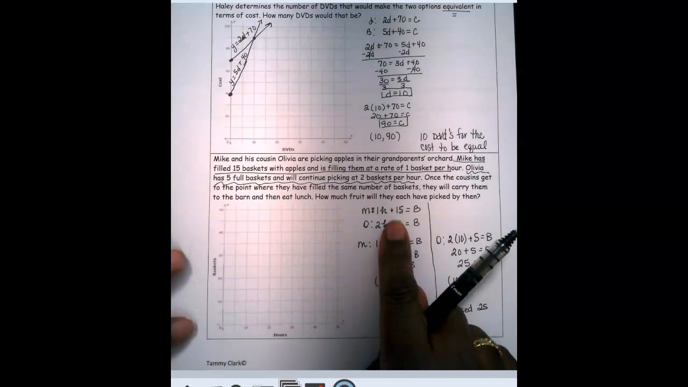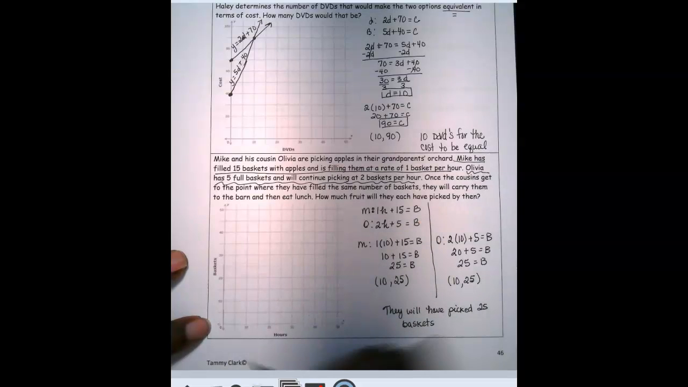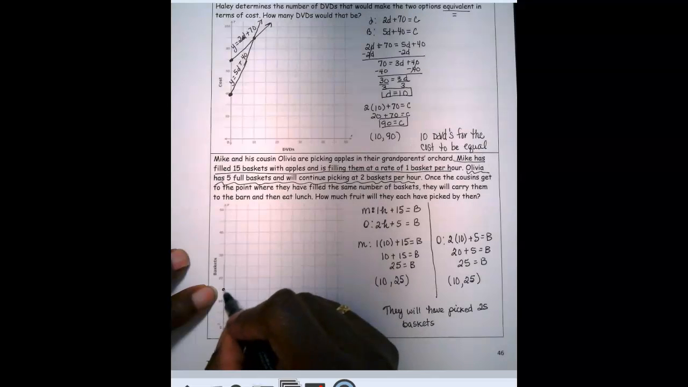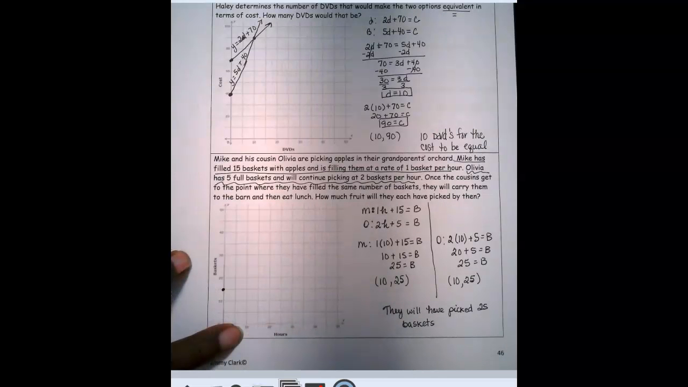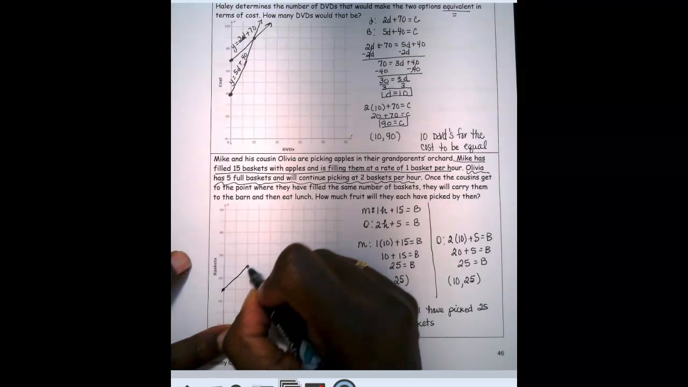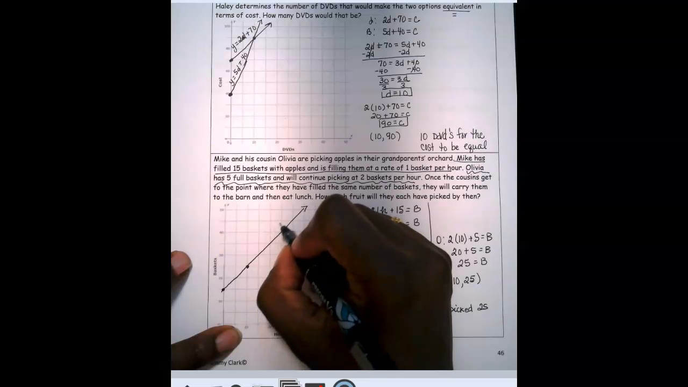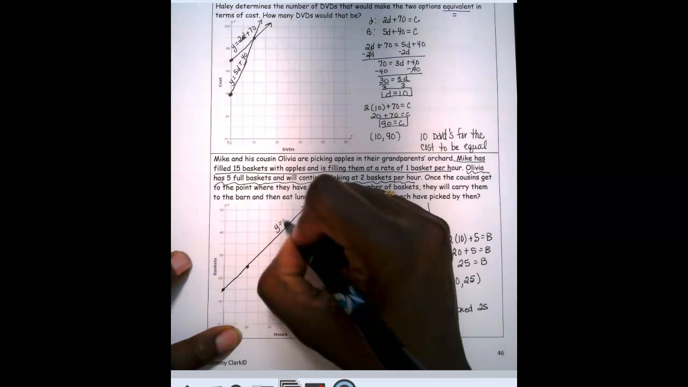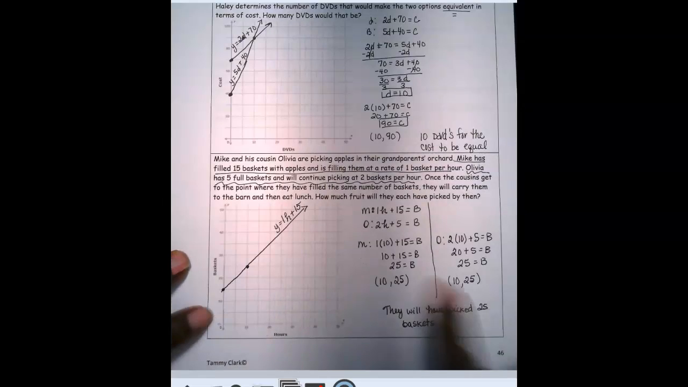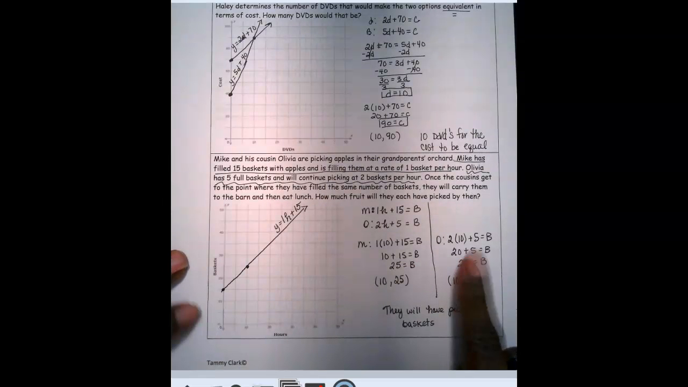Now for the graphing. We're going to come up here and graph Mike first, and he's starting at 15, which is right here. But remember, we used 10 as our input, and when we did use 10 as our input, we got 25 as our output. So this is Mike. So we're going to do y is equal to Mike is 1h plus 15.